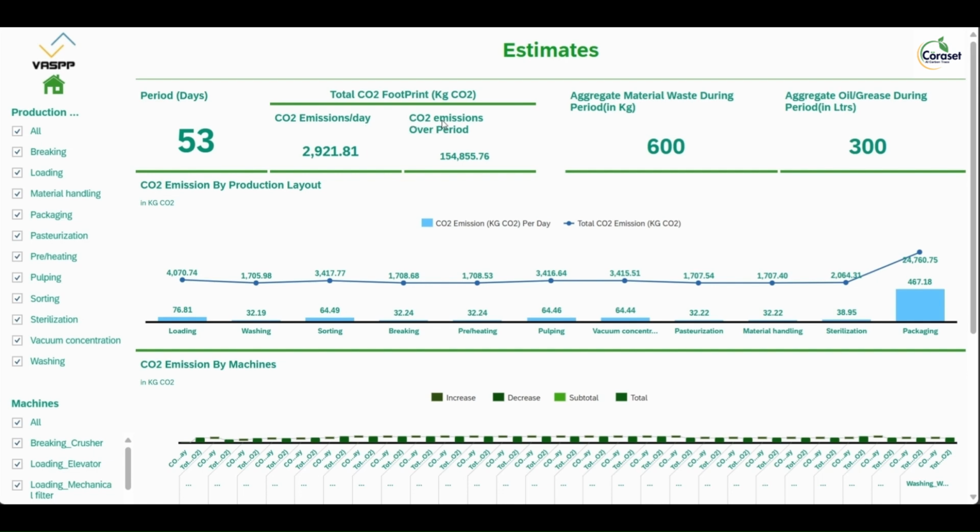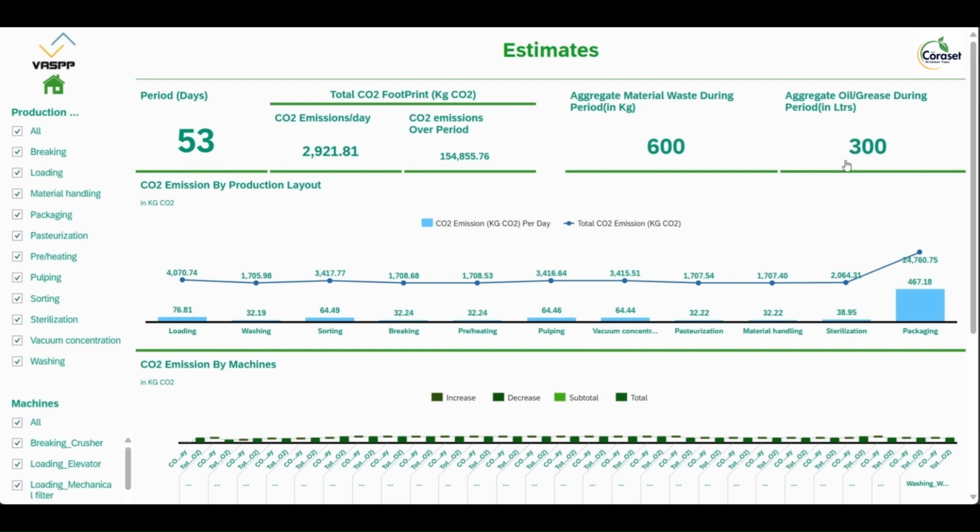Together with the emissions over the period KPI, which aggregates emissions for a defined time frame, these KPIs enable users to monitor and analyze emissions trends, assess the effectiveness of sustainability initiatives, and make data-driven decisions to reduce their carbon footprint. The aggregate material waste during period KPI measures the total weight of material waste generated over a specified time frame. The aggregate oil/grease during period KPI measures the total volume of oil and grease used or disposed of over a specified period.